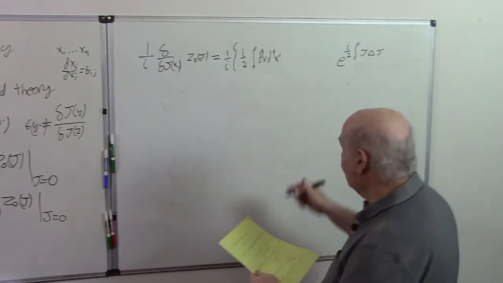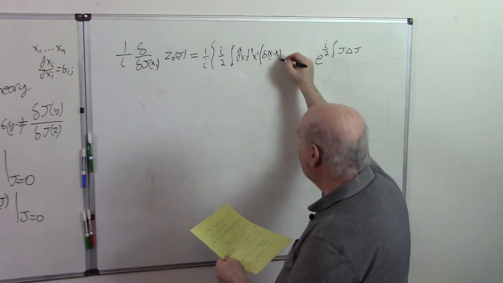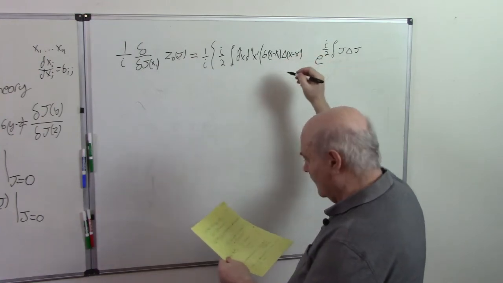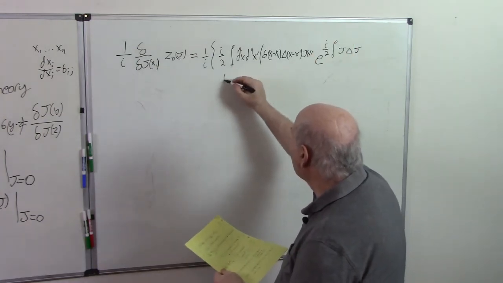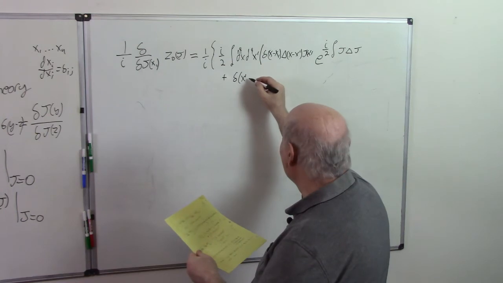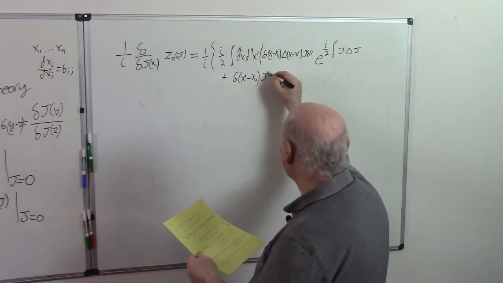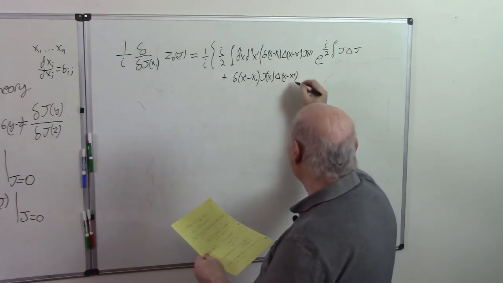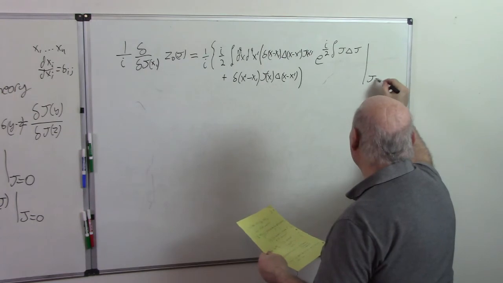Okay. So this is now equal to δ(x − x1) Δ_F(x − x') J(x') plus δ(x' − x1) J(x) Δ_F(x − x'). Okay, and again, we're going to evaluate all this at J equals 0.